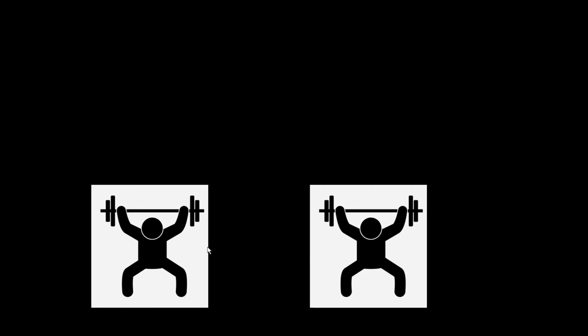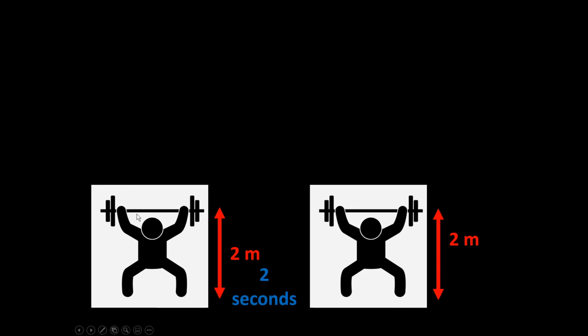So in this problem, we have two identical weightlifters, and they both are going to be lifting the same mass or weight here. They're going to be lifting that exactly 2 meters above their head. The only difference is that the person on the left here is going to lift the weight in 2 seconds, and the person on the right is going to be able to lift the weight in 5 seconds.